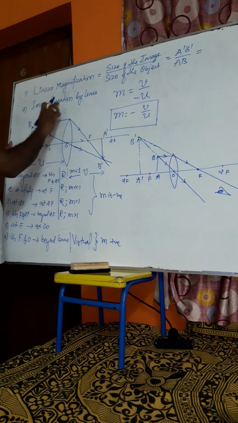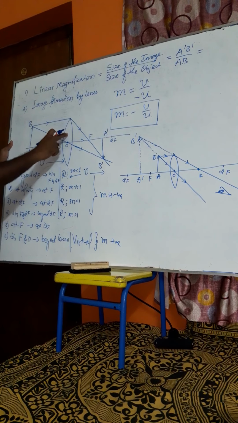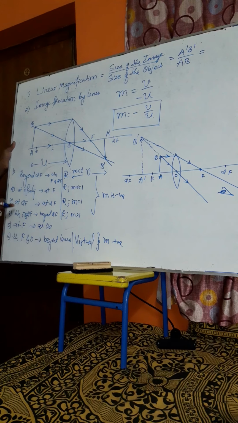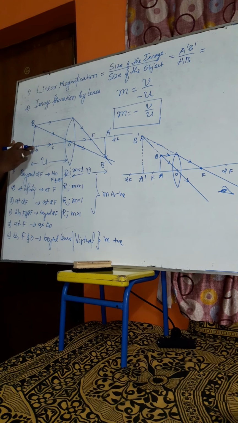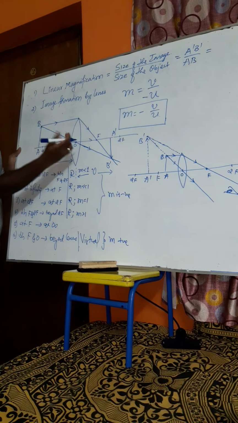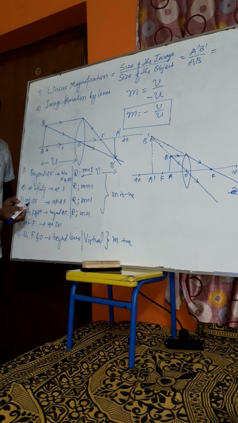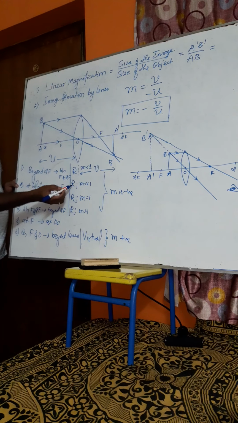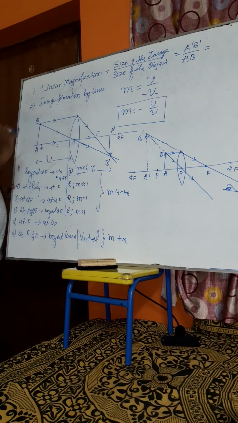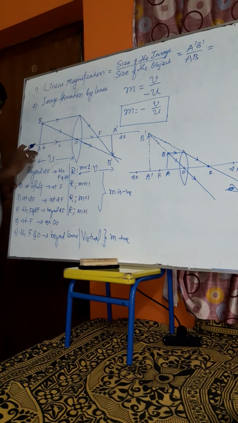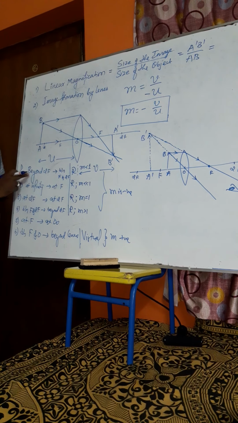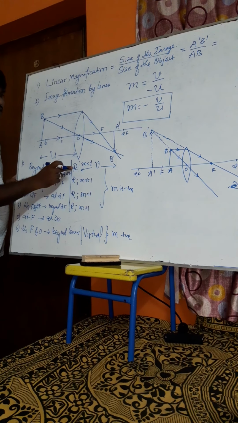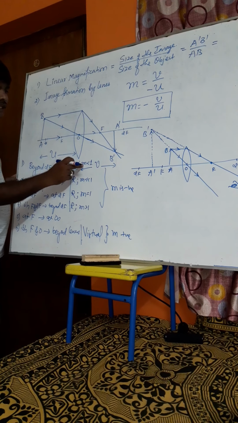Now, the image formation by a convex lens I have taken. A convex lens can produce both real and virtual images. It depends on the position of the object. If the object is at infinity, the image is formed exactly at the principal focus. The nature of the image is real, and its magnification is very small. If the object is behind 2f, where is the image formed? Between f and 2f. The nature of the image is real and the m value is less than 1.